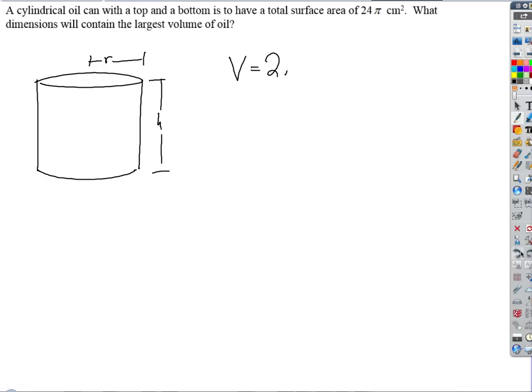See, that's not quite right, but it's area, right? So surface area equals the lateral area, which is 2 pi r h, right? That's the barrel of the can, plus the end caps, which would be what? Pi r squared, but there's 2 of them, so 2 pi r squared. Good. Okay, what's the problem with that, obviously?